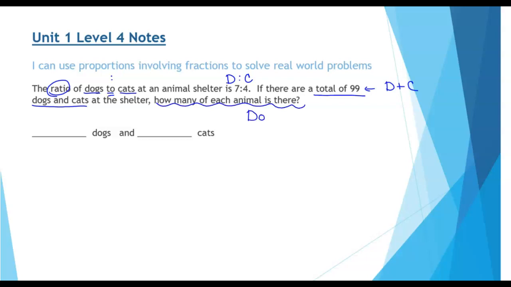So we need to find out how many dogs there are, and then we need to figure out how many cats there are. A common mistake is that kids will use this ratio and 99 in the same one. But 99 represents a total. So there's 2 proportions I can get from this ratio besides the 7 to 4. I can figure out the amount of dogs to the total, and I can figure out how many cats there are to the total dogs and cats in the shelter.